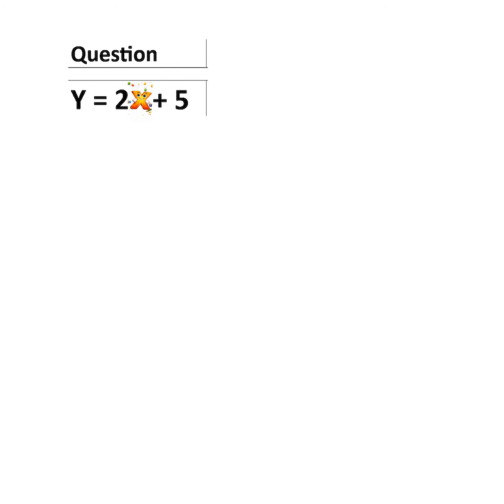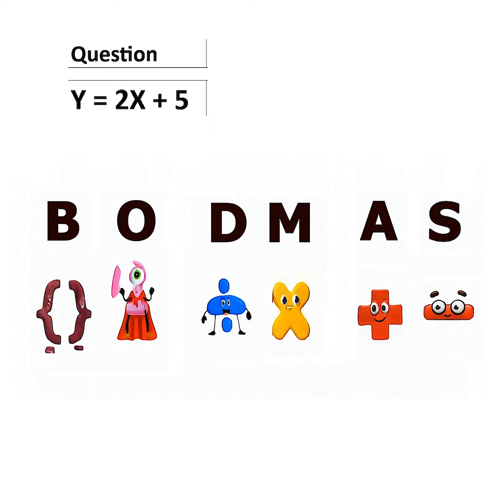But here's the exciting part. Which one do we remove first? Do we remove the 2 first or the 5 first? This is where we need our BODMAS friends. This is where the inverse BODMAS rule comes in.